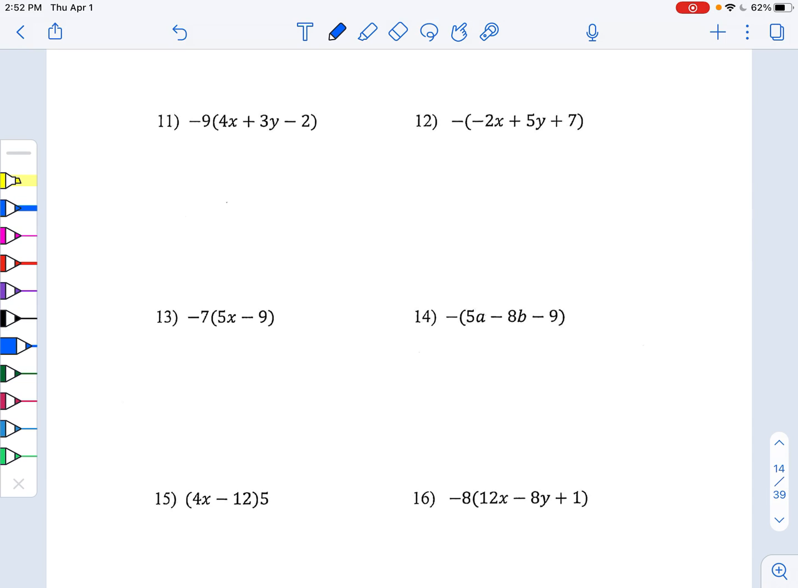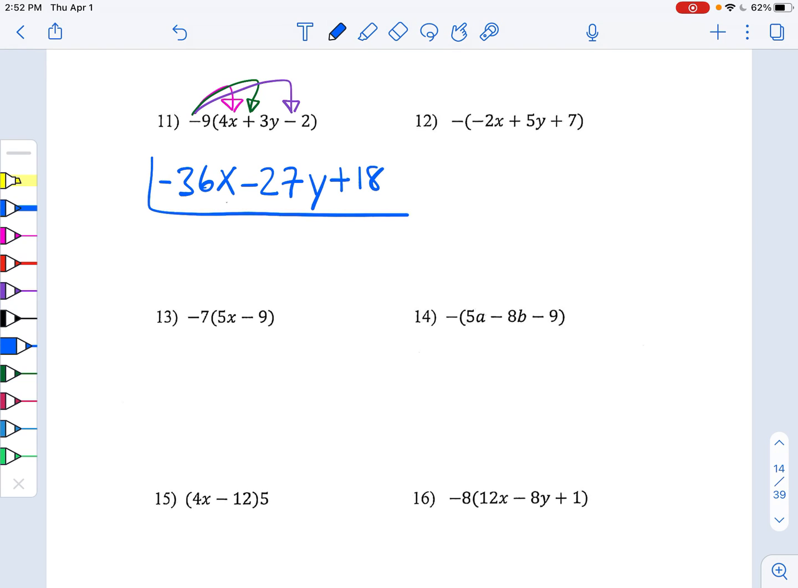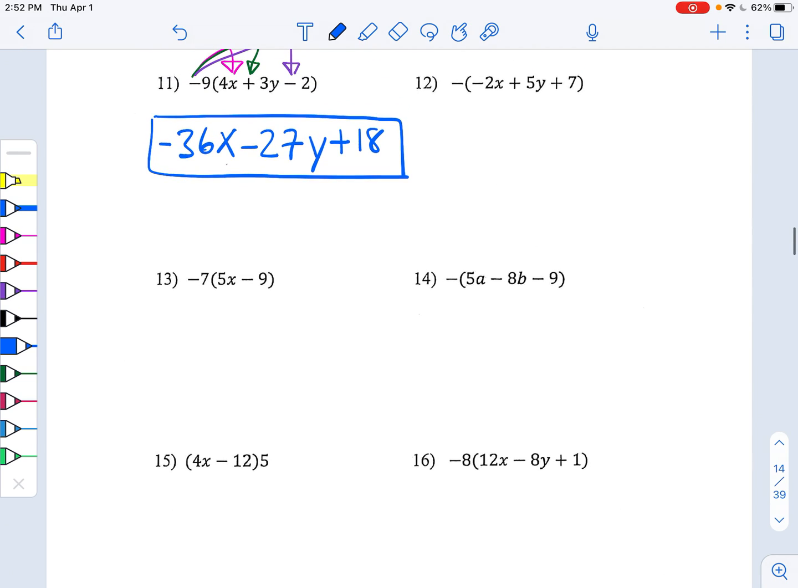All right, number 11. So now you have 3 terms. Negative 9 is being distributed. So we have negative 9 times positive 4x. That gives me negative 36x. You have negative 9 times a positive 3y. Well, that gives me a negative 27y. And then you have a negative 9 times a negative 2, and a negative times a negative is a positive 18. And that's it.